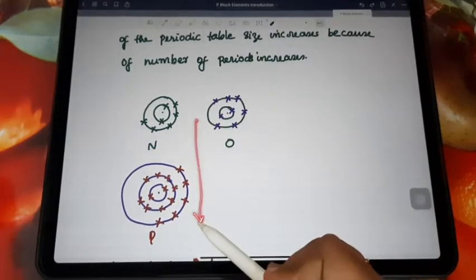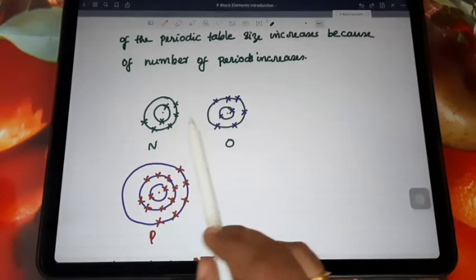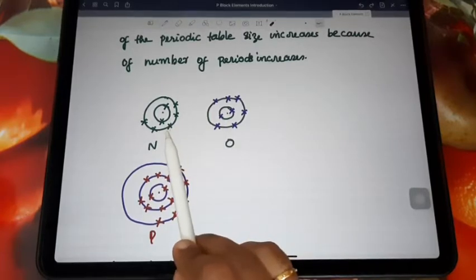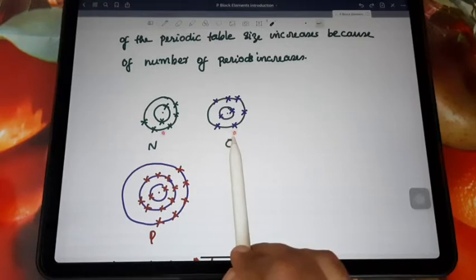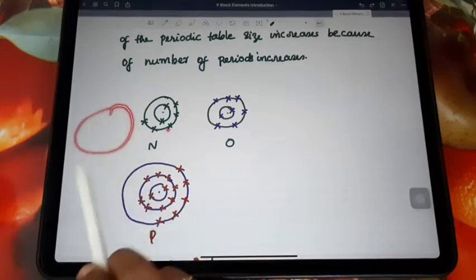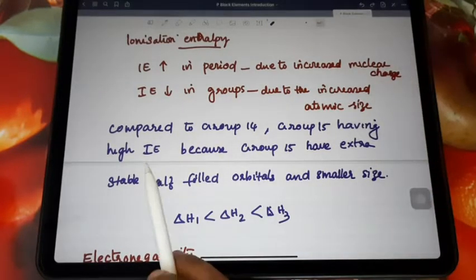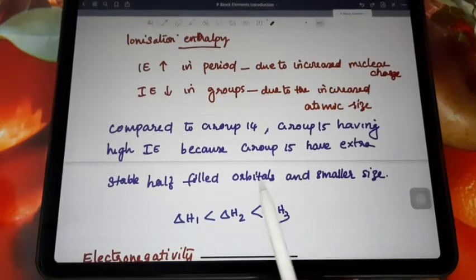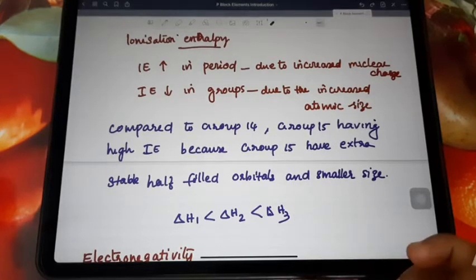Down the group we were discussing group 15, but in the case of the period, when you compare, group 15 has a larger atomic size compared to group 16, that means oxygen. Then it has a smaller atomic size compared to group 14. Compared to groups 14 and 16, group 15 has high ionization energy because its atomic size decreases.